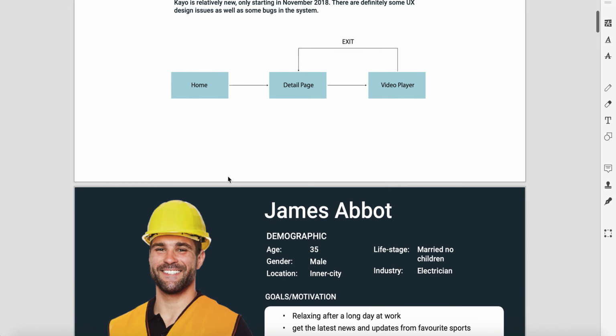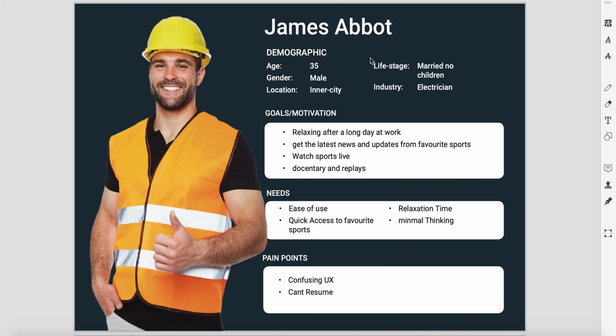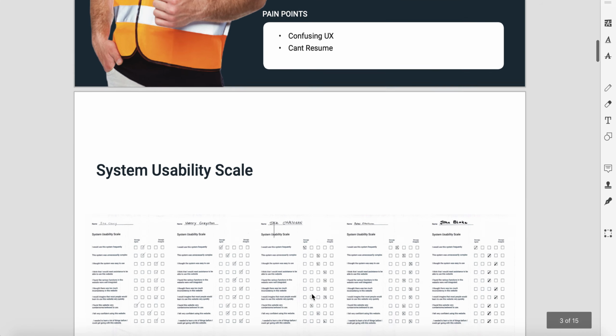So, continuing on, I started a persona. I created a persona who is James Abbott. He's 35, male, lives in the inner city, married, no children, and is an electrician. He wants to relax after a long day of work. He wants updates on his favorite sports, to watch sports live and also replays. He wants ease of use, relaxation time, quick access to favorite sports, and minimal thinking after a long day of work. He finds confusing UX a pain point, and he needs to be able to resume what he was watching after he stopped it.